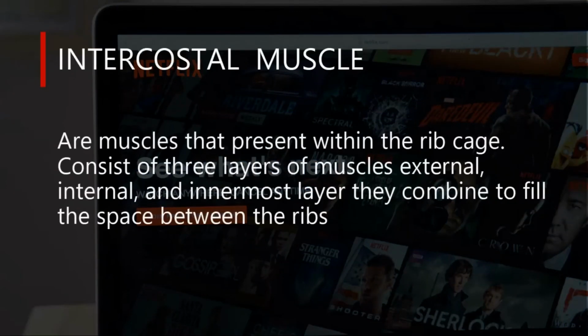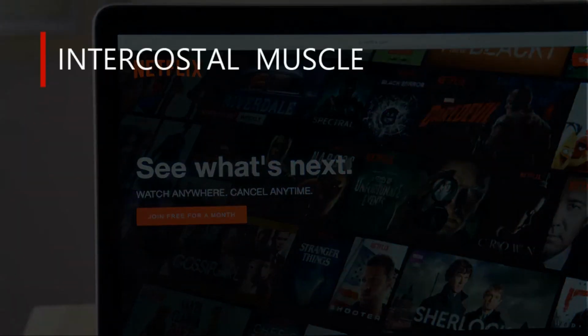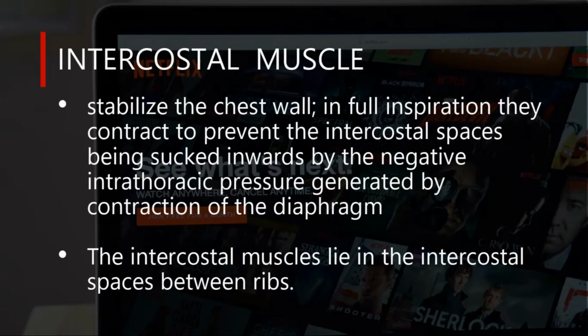Intercostal muscles. Intercostal muscles are muscles that are present within the rib cage. They consist of three layers of muscles: the external, the internal, and the innermost layer. They combine to fill the space between the ribs. Intercostal muscles help to stabilize the chest wall in full inspiration. They contract to prevent the intercostal spaces being sucked inwards by the negative intrathoracic pressure generated by contraction of the diaphragm. They lie in the intercostal space between the ribs.